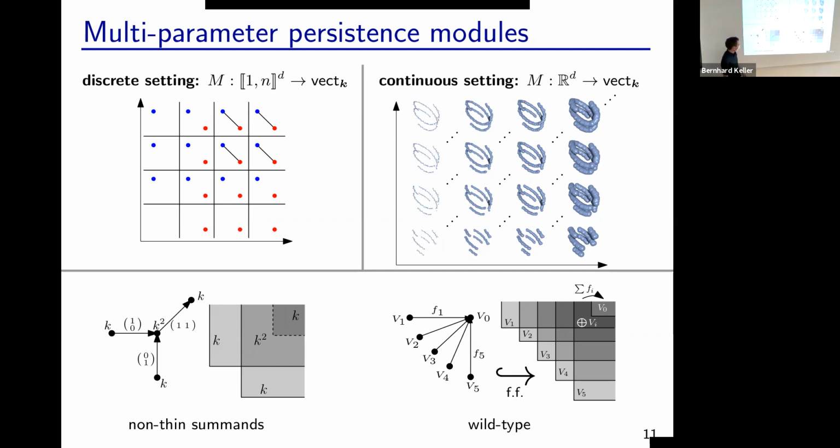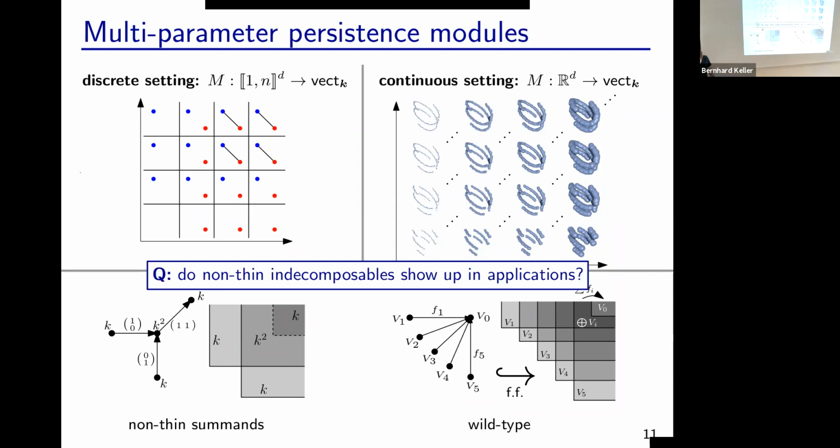And here are a few examples. For instance, if you take this persistence module over the plane, which is basically an embedding of the representation of this quiver here, this is an indecomposable persistence module, and indeed it is not thin. So you can have non-thin modules or summands in the decomposition, but even worse than this: if you try to classify all the possible indecomposables, you end up with a classification problem which is very hard. Why? Because you can embed the representation categories of certain wild type quivers into the representation category of the plane. Okay, so this is very bad news.